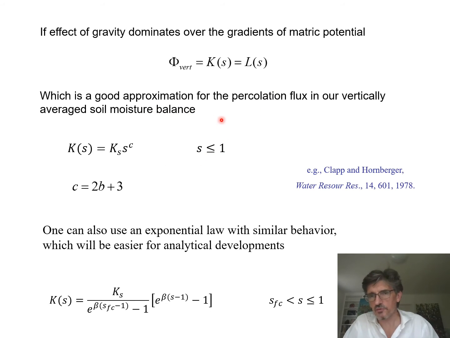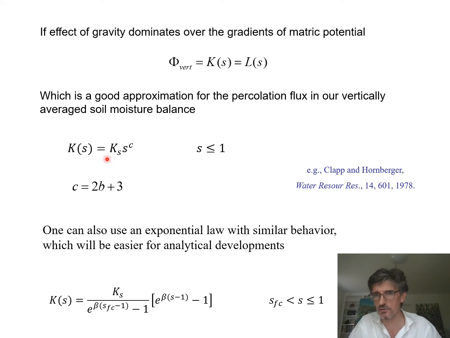It's a decent approximation for us later on when we'll do the stochastic analysis. What is the functional behavior? What is the shape of this Ks function? Again, like in the retention curve, and even more so here, it's a very nonlinear function of soil moisture. Often, I would say, it's approximated as a power law function. We will use that.